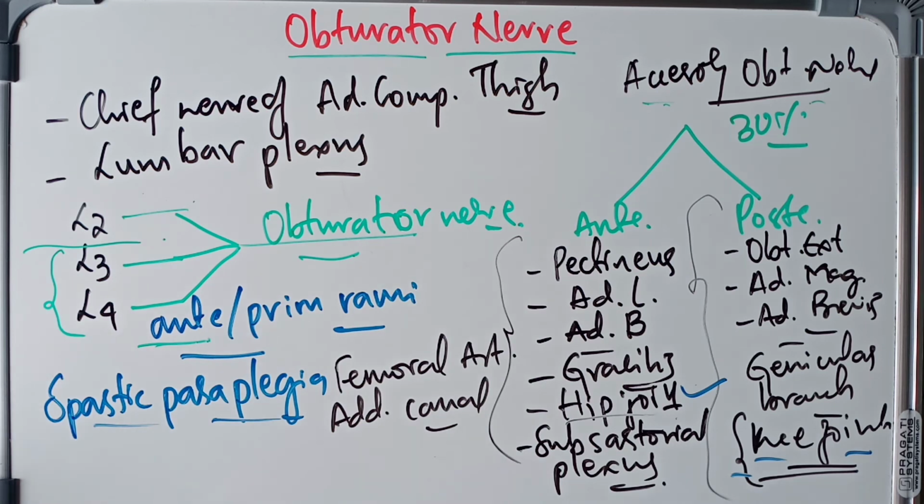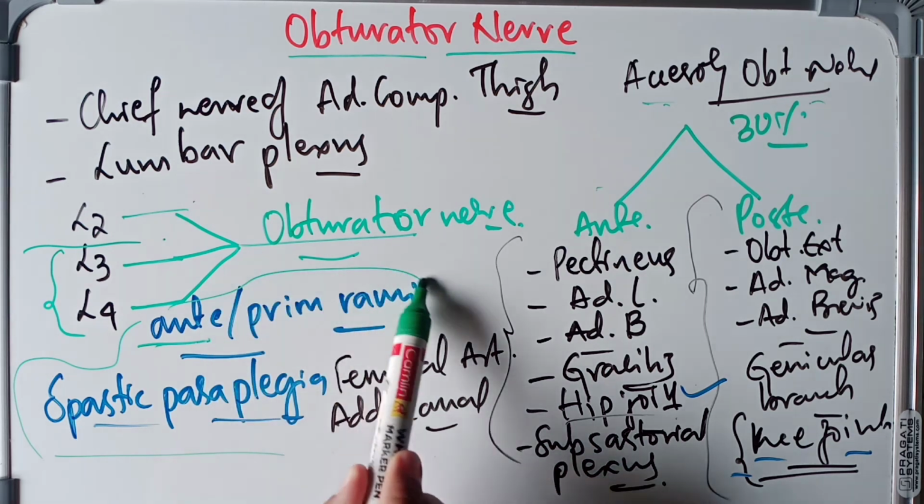So this is about the anatomy of the obturator nerve in terms of its divisions, what it supplies, and what it causes if it is damaged.